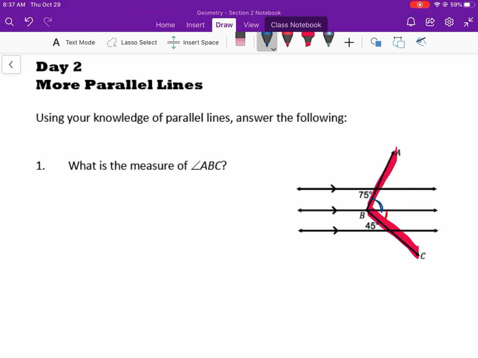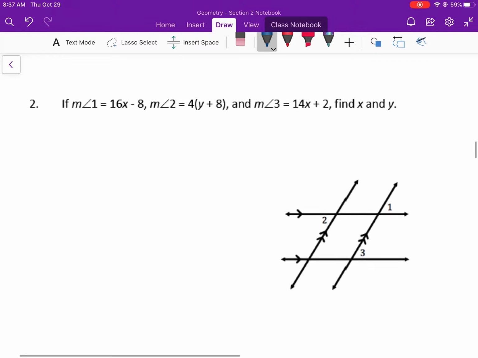So you're like, oh, that blue angle, that's going to be 75 because it's alternate interior. The red angle is going to be 45 because it's alternate interior. So 75 plus 45 is, I'm using my calculator, 120. So the measure of angle ABC is 120. So that's what we're going to be doing, using our parallel lines.